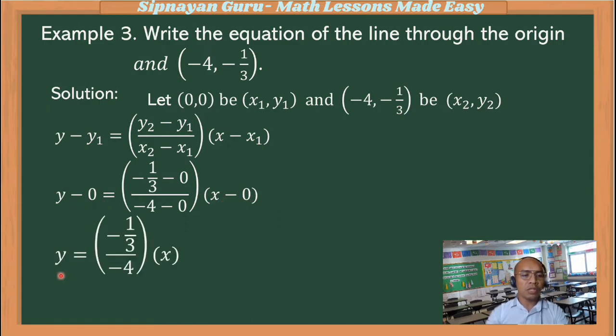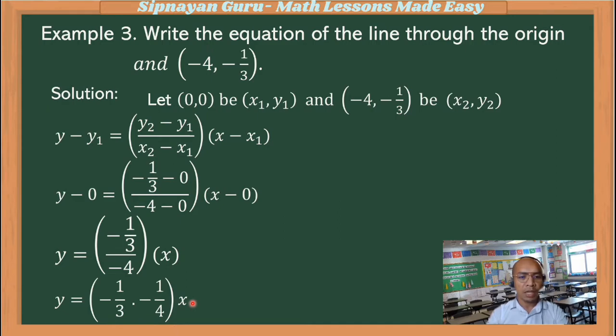Simplify. So y minus 0 is y. Negative 1/3 minus 0 is negative 1/3. Negative 4 minus 0 is negative 4. Then times x minus 0 is x. So let us recall that if we divide a fraction, where the numerator is a fraction and the denominator is also a fraction, because this is negative 4 over 1, we just copy the numerator, which is negative 1 over 3, times the reciprocal of the denominator. So this is negative 4 over 1, so its reciprocal is negative 1/4.